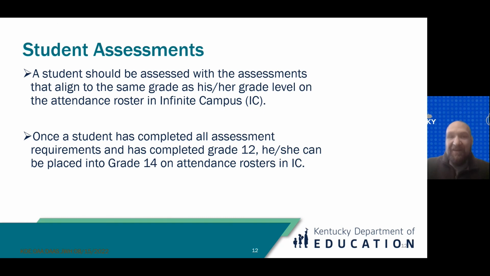Now, looking at student assessments, a student completing the alternate Kentucky Summit Assessment will be tested based on the grade listed for him or her in Infinite Campus. It is critical that the grade placement be correct in Infinite Campus in September or no later than October this year before rosters for the Fall Window 1 assessments are pulled. Once a student participating in the alternate Kentucky Summit Assessment program has completed grade 12 and they plan to remain in school until age 21, they may then be enrolled in Infinite Campus as a grade 14 student.